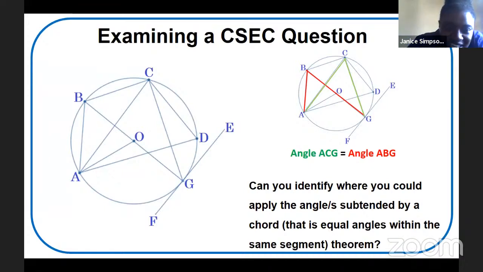Coming from BC, you have to put your finger on the chord BC and go right up to the circumference and see which angle you see at that point. So we saw G is one of them. A, very good, because we can go from the chord BC and go up to A as well. So angles A and G would be equal. All right, great.